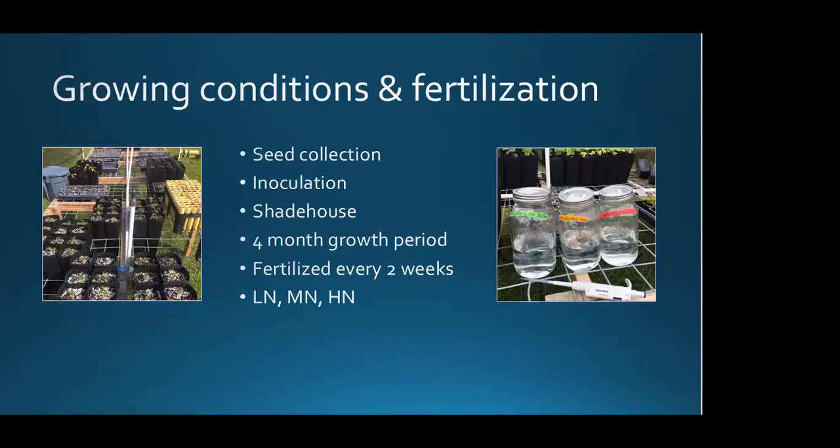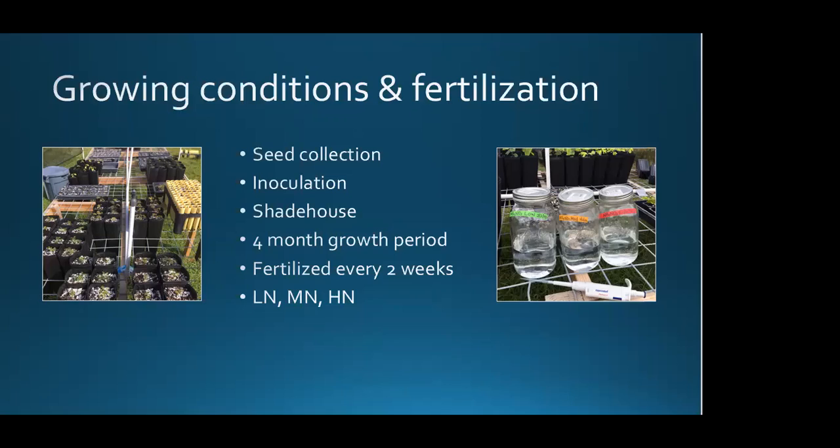Seeds were collected on Hawaiʻi Island, except 2 low-risk species were purchased from overseas because I just couldn't find enough low-risk species seeds here. Seedlings were inoculated with bacterial symbionts at approximately 2 weeks after germination. In a shade house, saplings grew for approximately 4 months after the first fertilization.